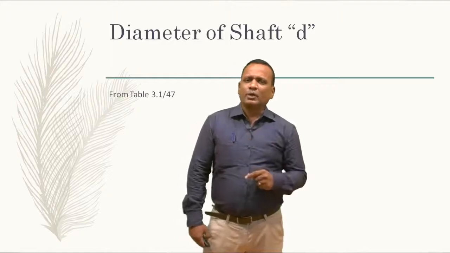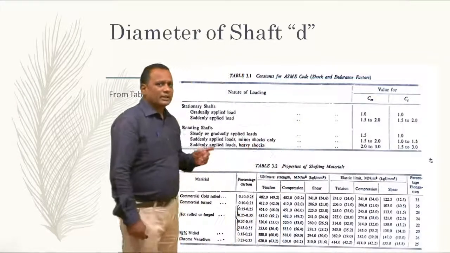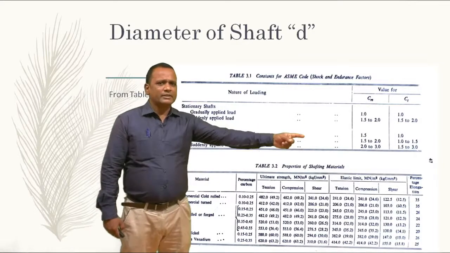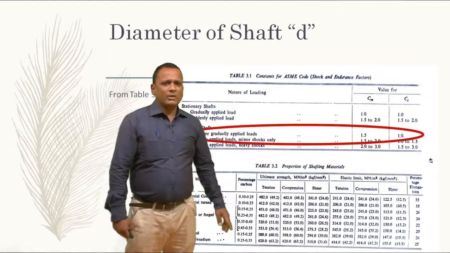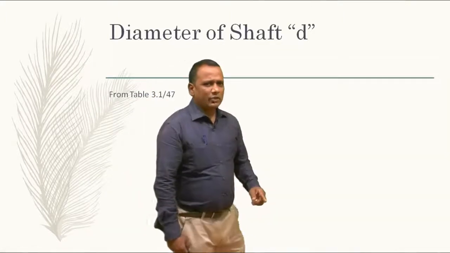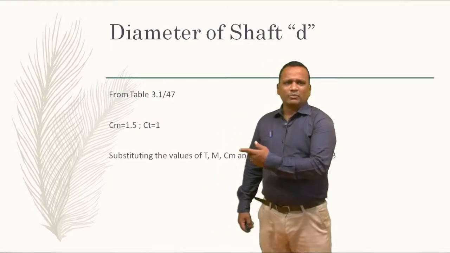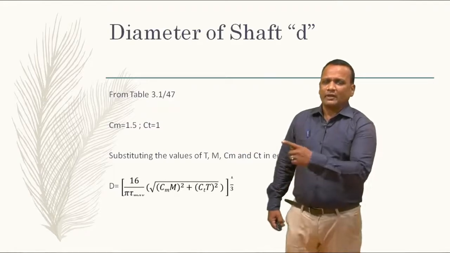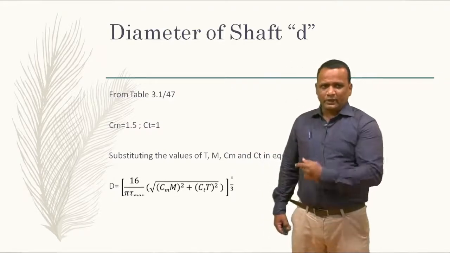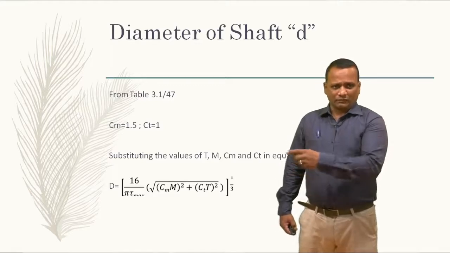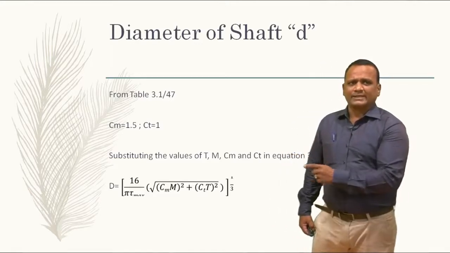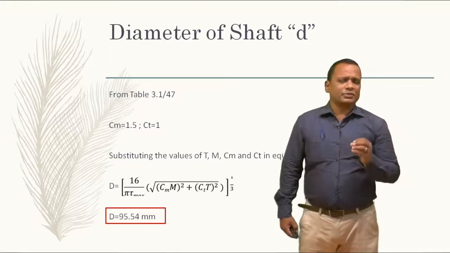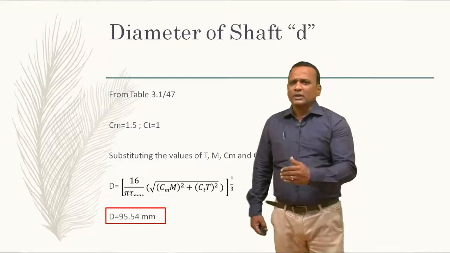Now from table 3.1 on page number 47, you can see that for steady and gradually applied loads, Cm is 1.5 and Ct is 1. I will consider those two values. Substituting all the values into the equation we derived in the initial part of this video, like the value of T, value of M, and the values of Cm and Ct, the diameter we get is 95.54. So this is the design procedure to be followed in order to design the shaft.